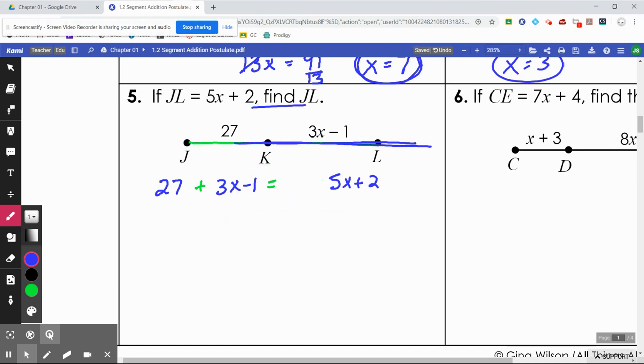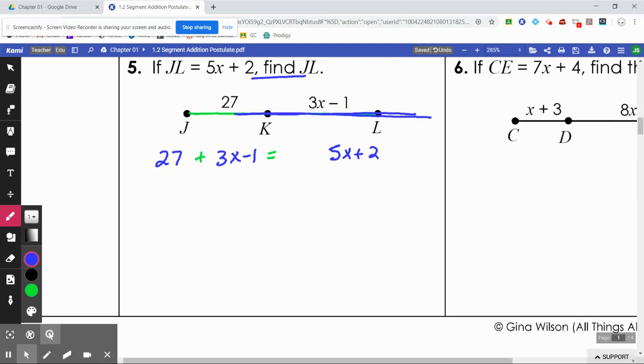Let's combine some like terms. And for some reason, my 5x plus 2 jumped over. My like terms on the left side are 27 and negative 1. 3x has no like terms, so I like to write my x stuff first. 27 and negative 1 is a positive 26. Bring down your equal sign, and you have 5x plus 2. There are no like terms on the right side.